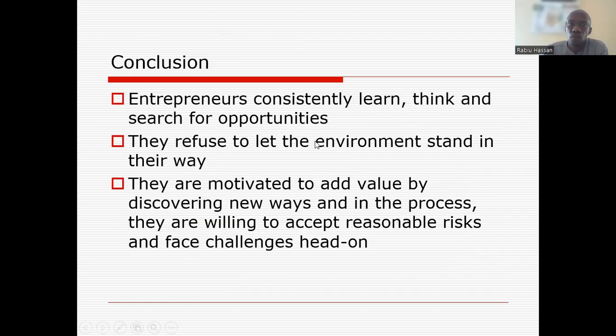Very true. Lastly, entrepreneurs consistently learn, think, and search for opportunities. They refuse to let the environment stand in their way. They are motivated to add value by discovering new ways, and in the process, they are willing to accept reasonable risks and face challenges head on.